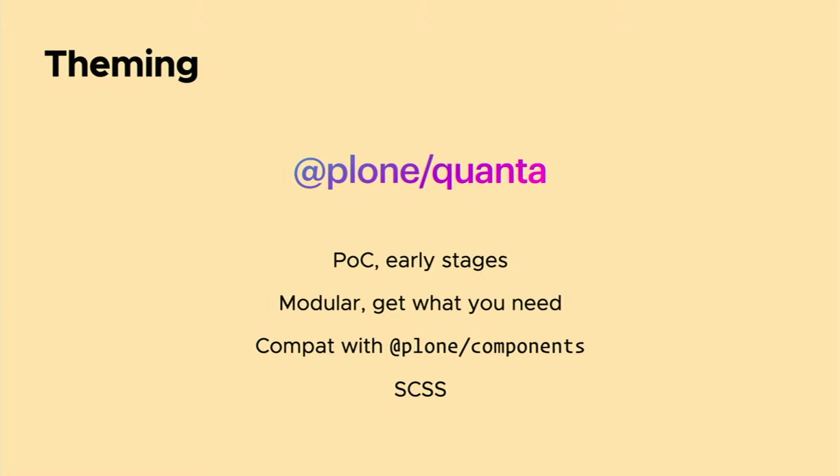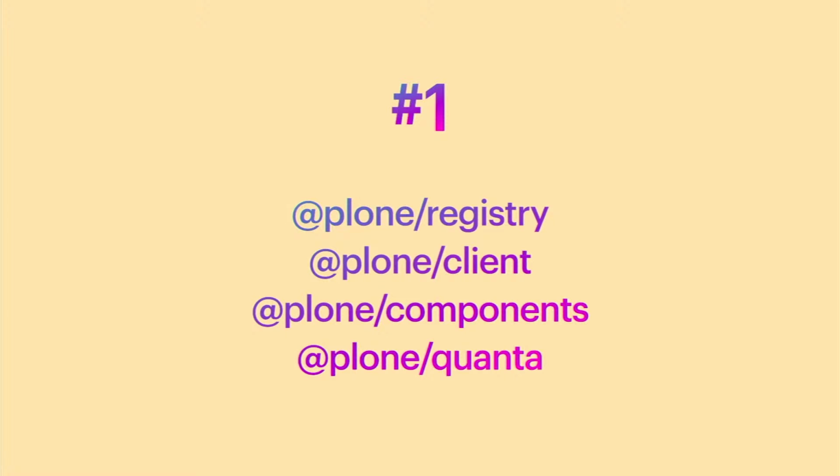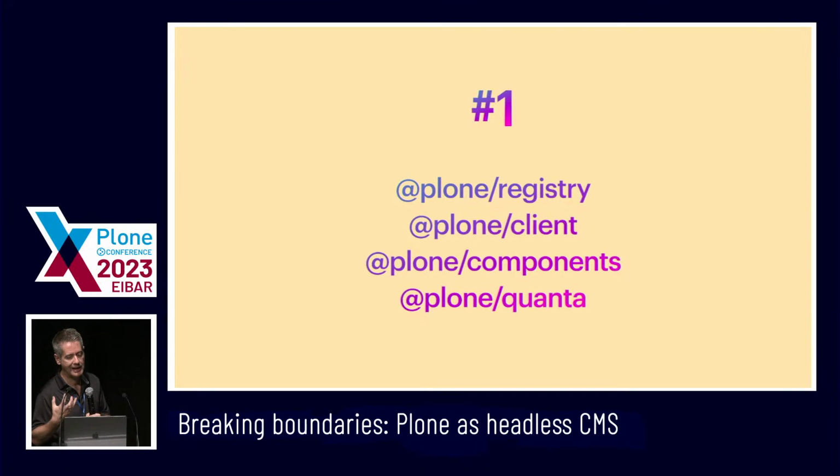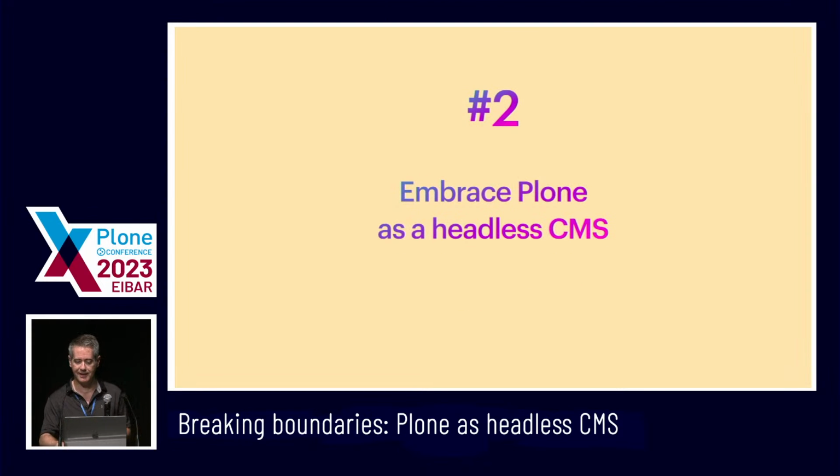It will try to be modular, get what you need, compatible with Plone components, of course, because the aim will be that these will theme Plone components, the low level, with Quanta, but you can bring your own thing afterwards, right? And it will be CSS-based. So we have these four things, okay? This is all the pieces of the puzzle that we will want initially to have and to experiment with outside Volto to complement, to have this headless CMS experience, right?